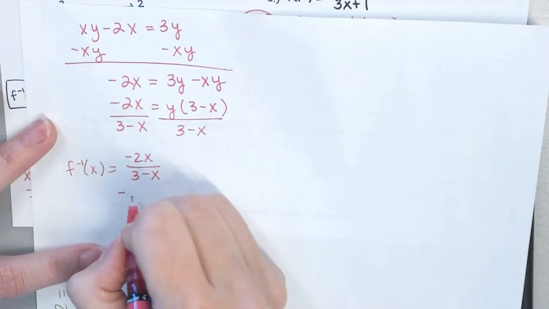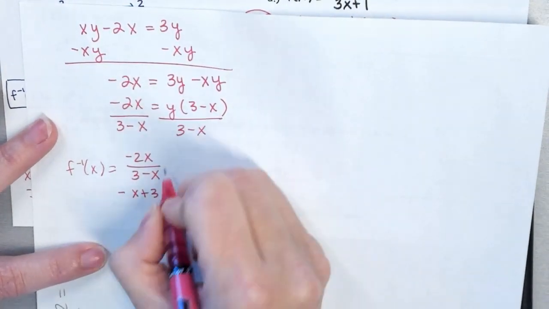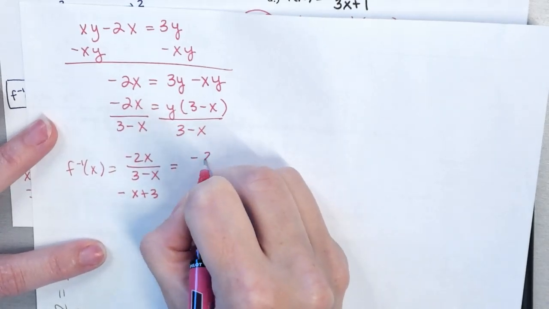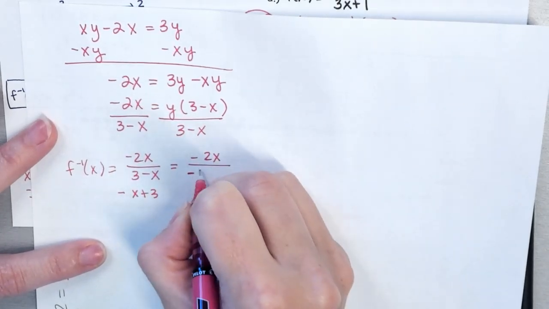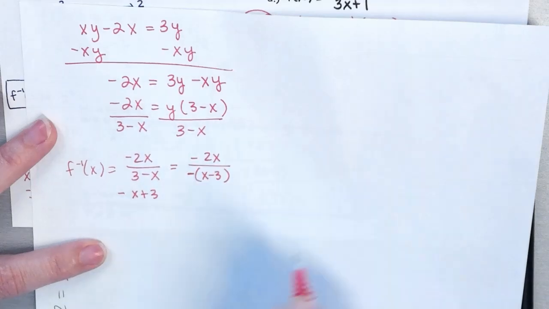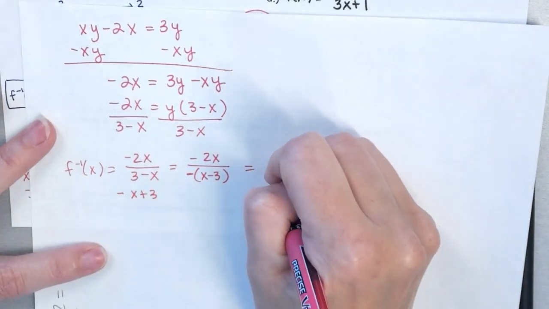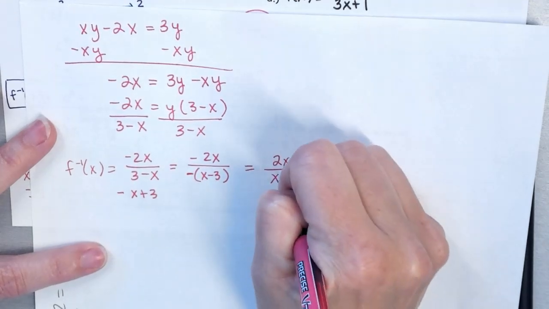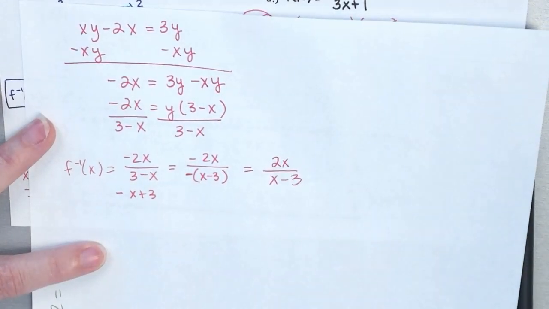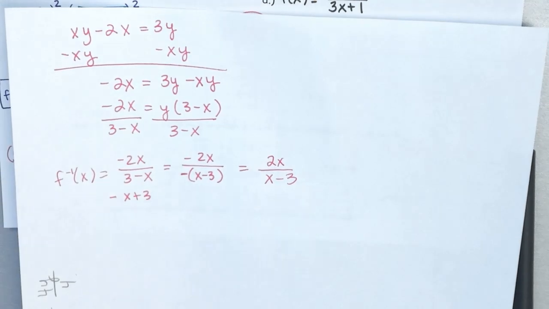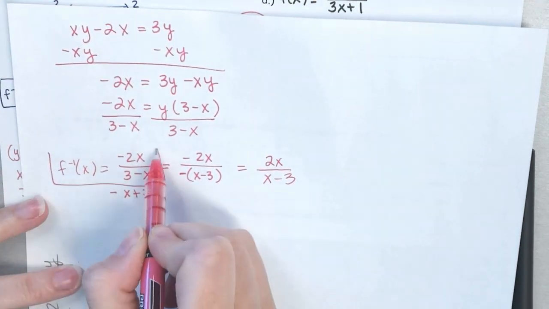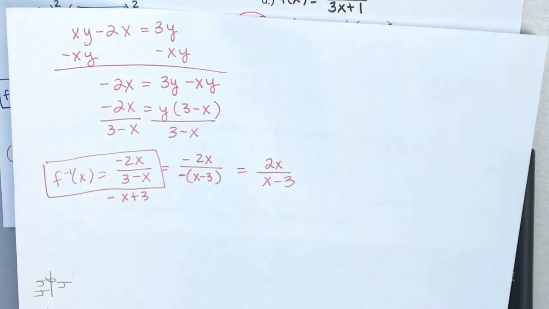You can also think of this as negative x plus 3. So if you factor out the negative there, you see how a negative over a negative is going to result in a positive? You could get the same thing that I did, okay, just by doing the negatives. Okay, so like I said, this is an acceptable equivalent answer as well.